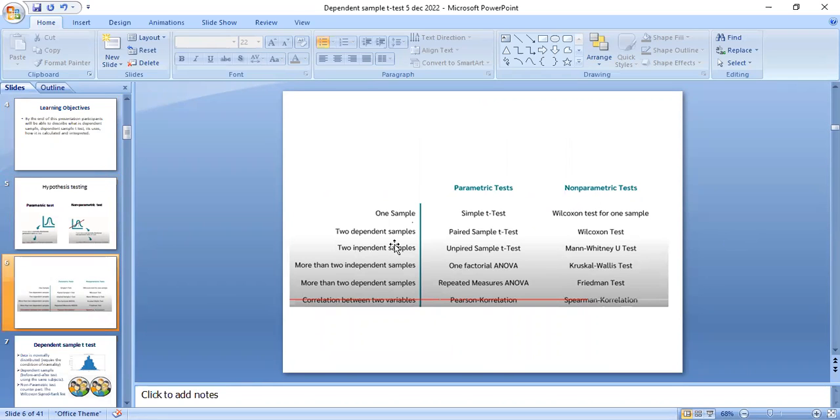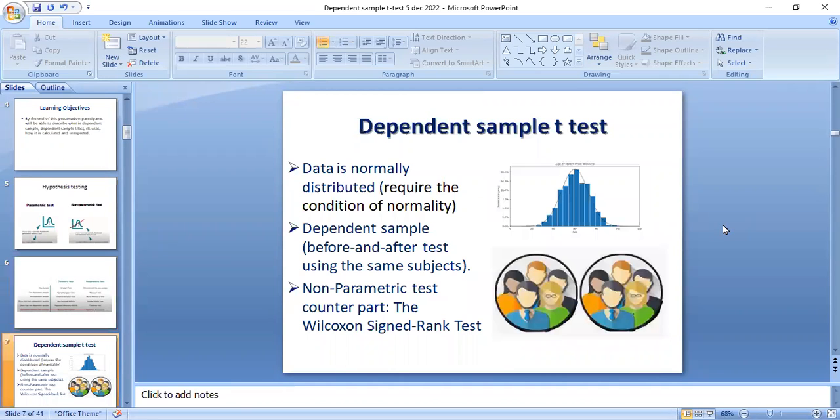Regarding today's topic, our sample is a two dependent sample test, and in parametric tests it will be the paired sample t-test, and in non-parametric tests its counterpart will be the Wilcoxon sign test. Now, what is the dependent sample t-test? It requires that the data is normally distributed, the condition of normality. The distribution curve will be the normal bell shape, and the sample will be the dependent sample. That is, the test is undertaken on the same individual before and after the test, and its non-parametric counterpart is the Wilcoxon sign rank test.